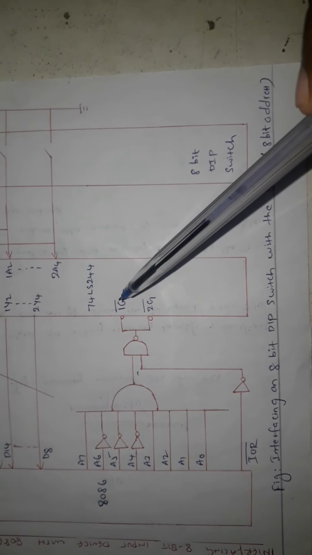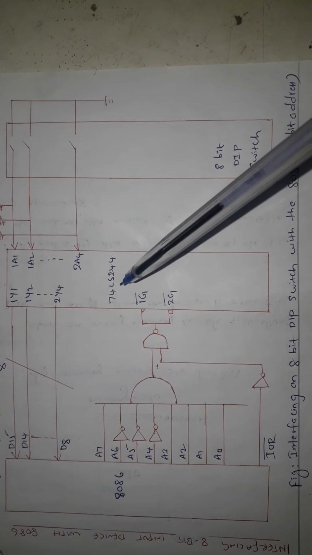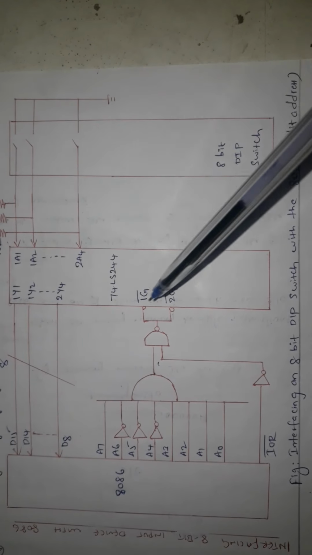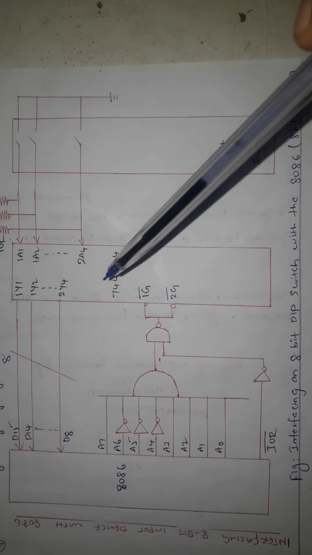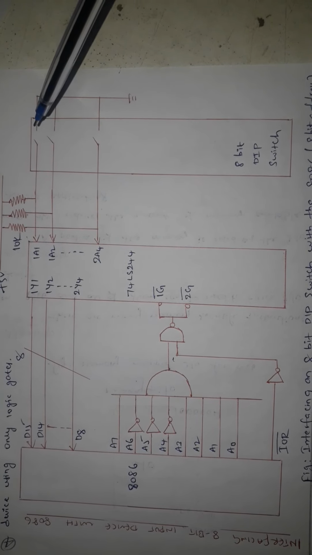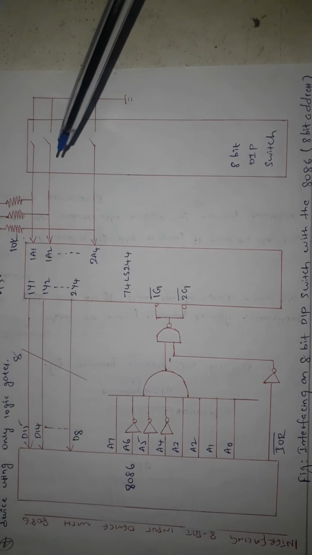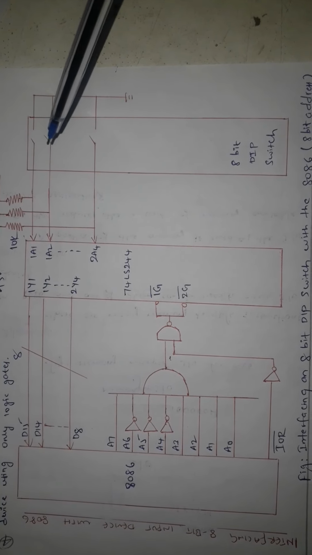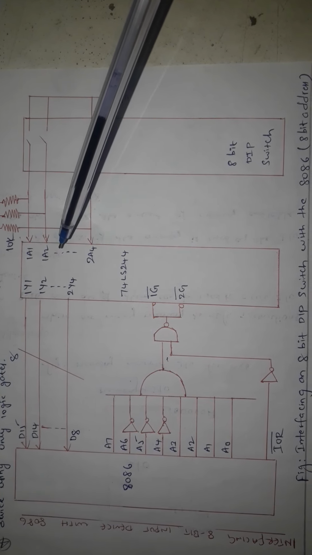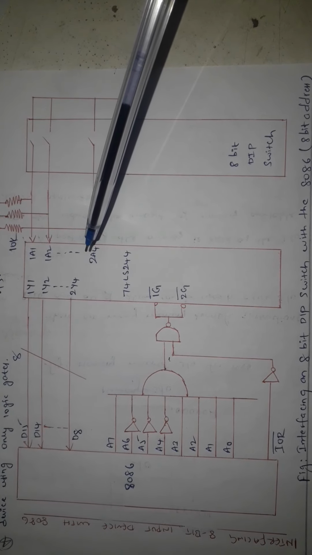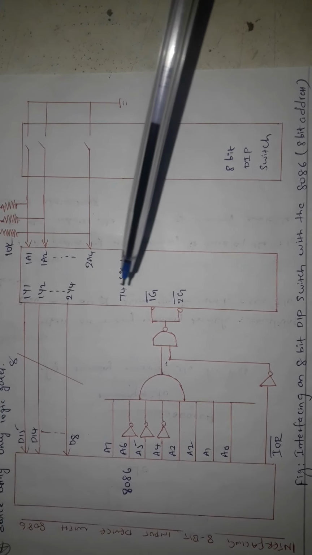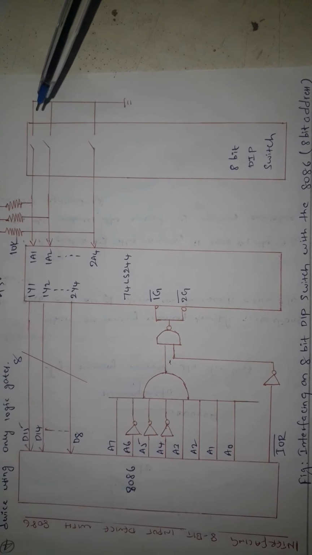Then it enables the 1G bar and 2G bar signals of the 74LS244, which are active low signals. So the buffer gets selected. Whenever the buffer gets selected, whatever data is available on the switches is passed on. There are 8 switches; this is an 8-bit DIP switch. These 8 switches are connected to the buffer at the pins 1A1, 1A2, 1A3, 1A4, and then 2A1, 2A2, 2A3, 2A4. So all the switches are connected to the A pins of the 74LS244.